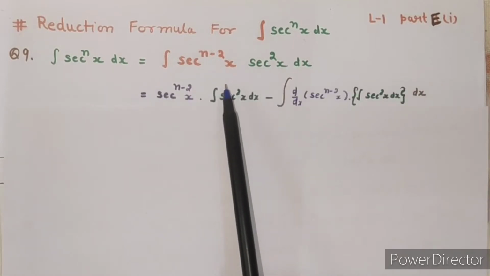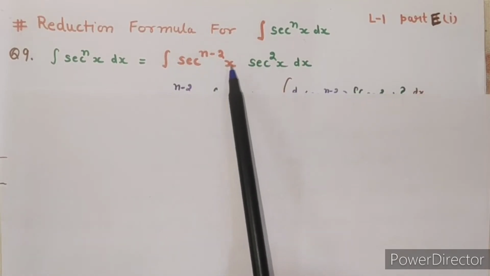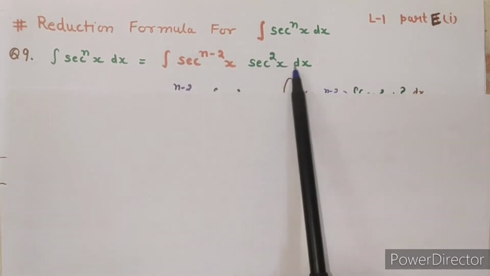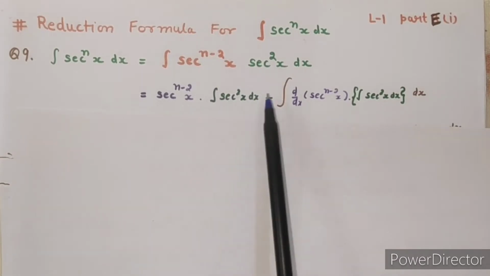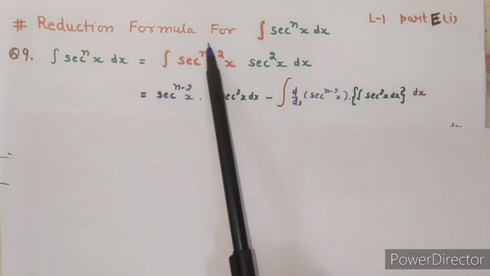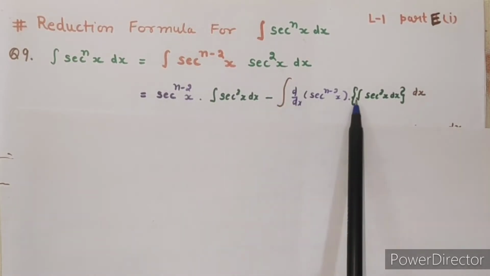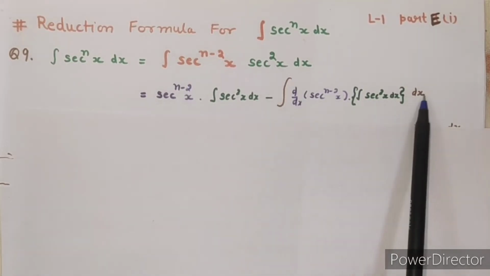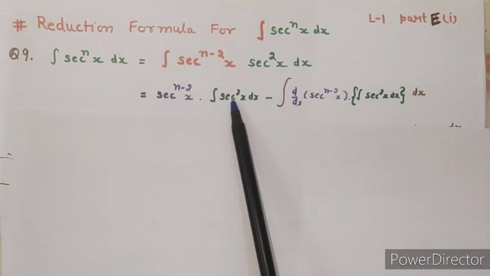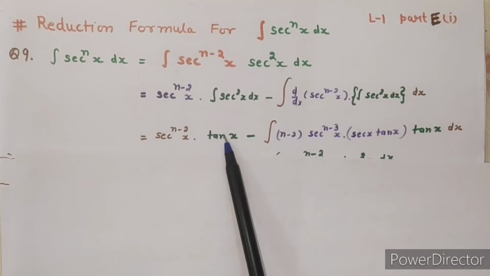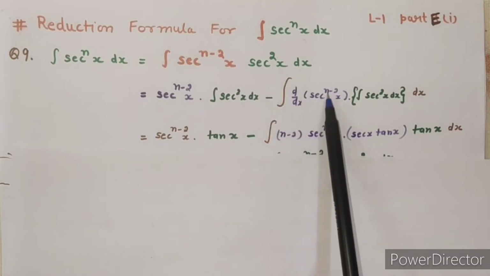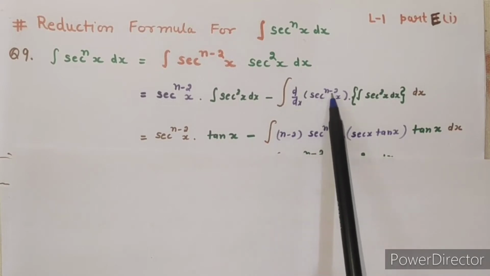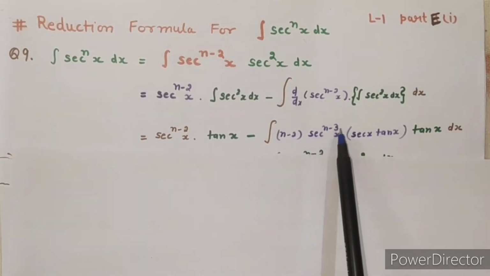So what is the Euler formula here? It means integration by parts. So this is the first function, this is the second function. First function as it is, integration of the second function, minus integration of the differentiation of first function times the integration of the second function, dx. Now the integration of secant square x is tangent x, so I write the first term as it is, times tangent x, minus differentiation of this term: you take the power out front and then diminish it by 1, so this gives n minus 3 power here.